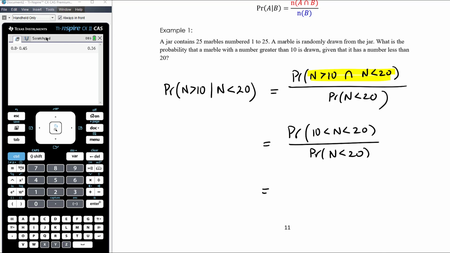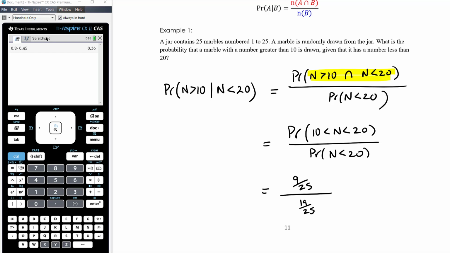Okay, so there are 25 marbles, so the probability that the number, now I'm going to be clear about something here. If we work out the probability of drawing a number between 10 and 20, so not equal to 10 and not equal to 20, so it can only be 11, 12, 13, 14, 15, 16, 17, 18, 19, that is 9 outcomes. So the probability of n being between 10 and 20 is 9 out of 25 over the probability of n being less than 20, which is 19 out of 25.